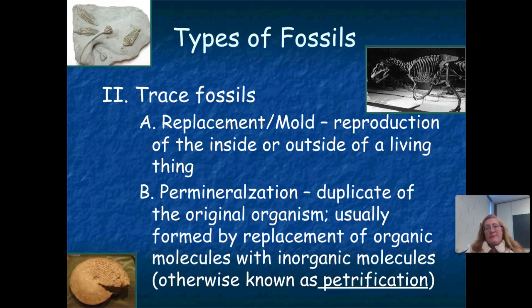The second type of fossils is trace fossils. These are the ones that we see a lot more often, and there are actually four different types. Type 1 is a replacement or mold, which is a reproduction of the inside or outside of a living thing. That's what we see up here in the upper left-hand corner, or down here. This is the inside of a shell. This is the outside of some different plants, it looks like.